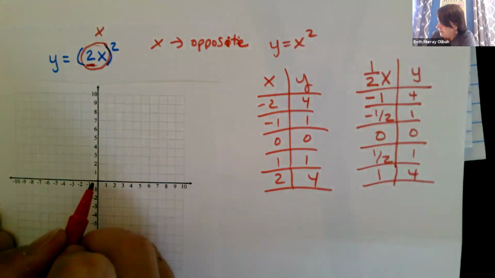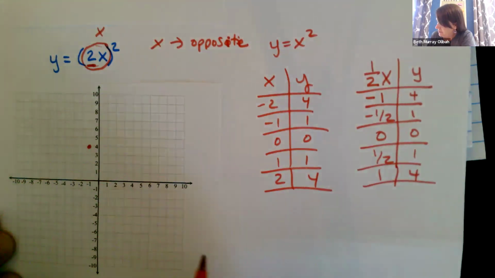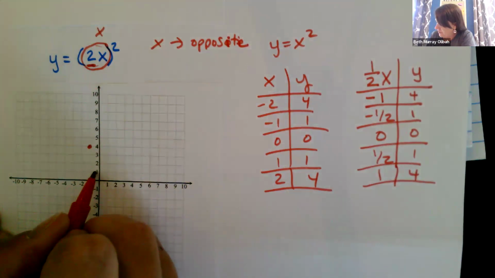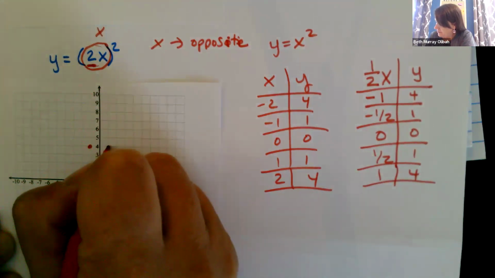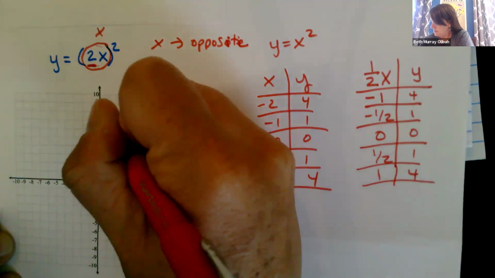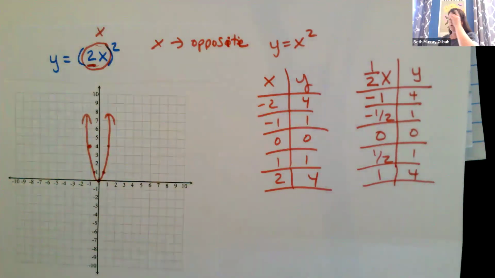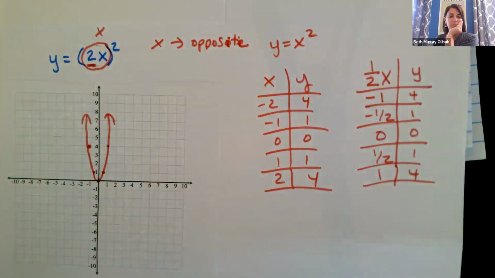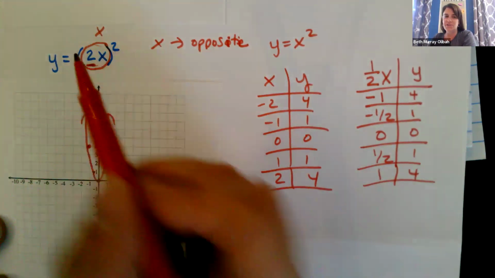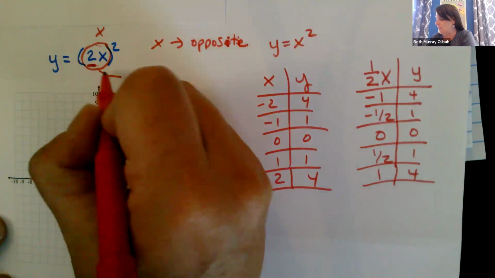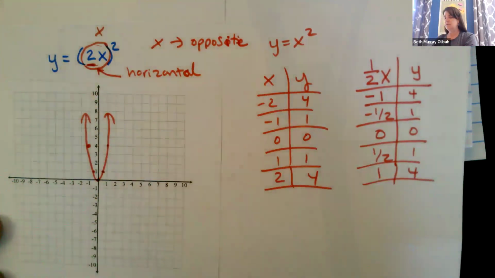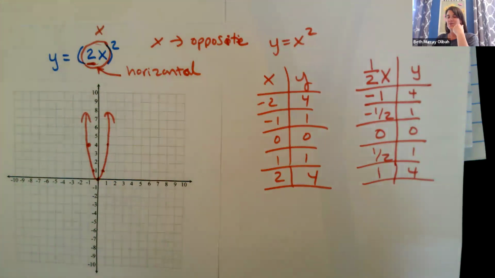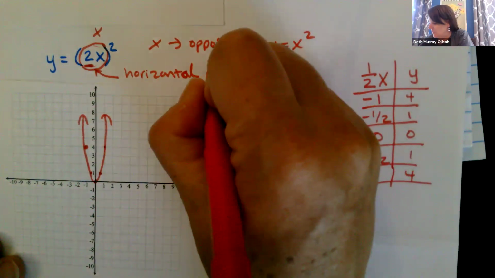So now let's see what that looks like. -1, 4, -1/2, 1, 0, 0, 1/2, 1, and 1, 4. So it ended up doing a similar thing, but because it's inside the function, it has a different name. So a number being multiplied in here is called a horizontal, either stretch or compression. So again, it's the opposite of what you would think. You would think a number like 2 would stretch it, but we actually call it a compression.